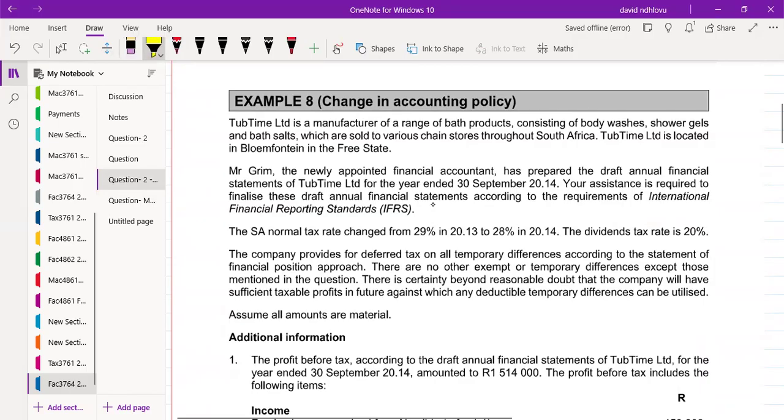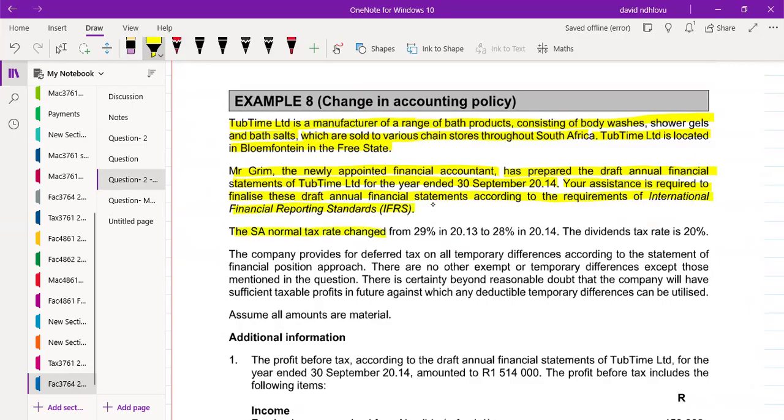Right, so they say Tape Time is a manufacturer of a range of bath products consisting of body washes, power gel, and bath salts, which are sold to various chain stores throughout South Africa. Tape Time is located in Bloemfontein in the Free State. Mr. Grimm, the newly appointed financial accountant, has prepared the draft annual financial statements of Tape Time Limited for the year ended 30 September 2014. Your assistance is required to finalize the draft financial statements according to the requirements of the International Financial Reporting Standards.